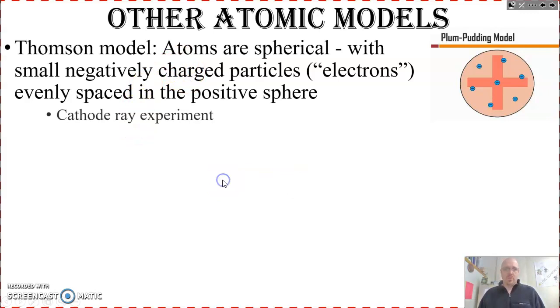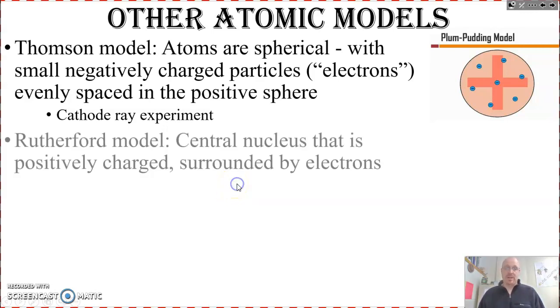And later on, one of the most famous experiments about atoms was what's called the Cathode Ray Experiment. This is where Thomson basically used a tool to find information out about the model, about the atom.